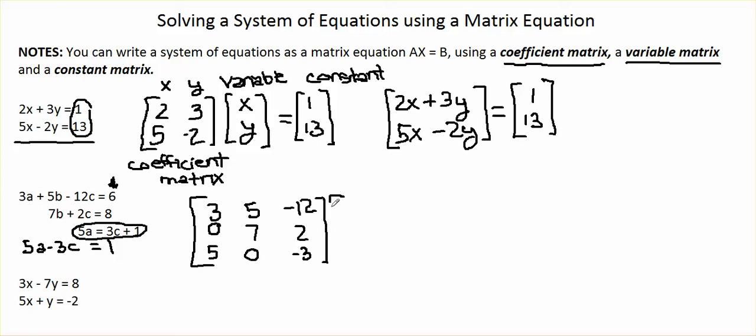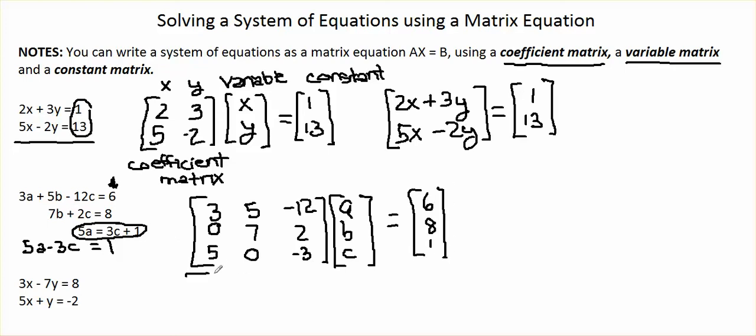Our variable matrix would then be a, b, and c in that order, and then that would be equal to our constant matrix, which is 6, 8, and a +1. And this is the matrix equation that represents our system over here. So I want you to go ahead and try and do that with this last system of equations.